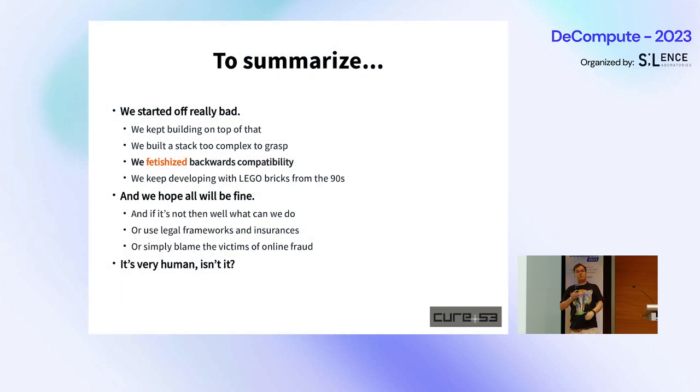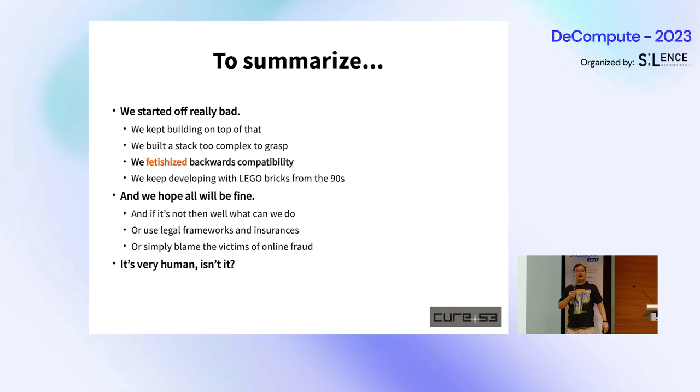To summarize this chapter one, because we're already at the end of chapter one, we started off really bad with the web. That was a disaster. The major browser vendors, Microsoft and Netscape, and lots of smaller ones back then, were fighting against one another and trying to be as quick as possible with feature implementations that would block the other party. That was bad.